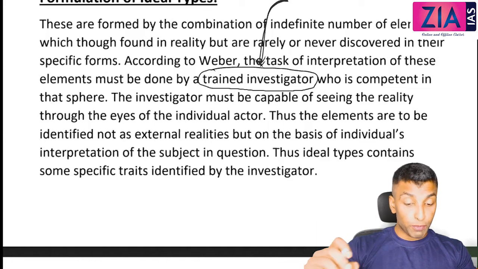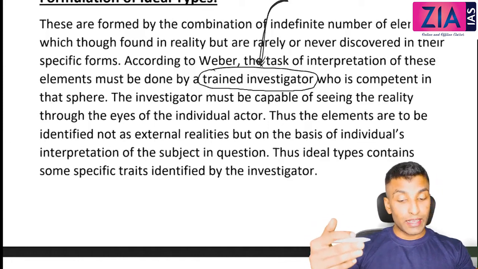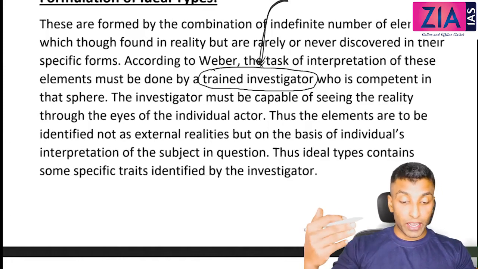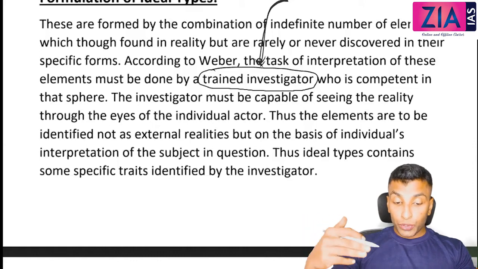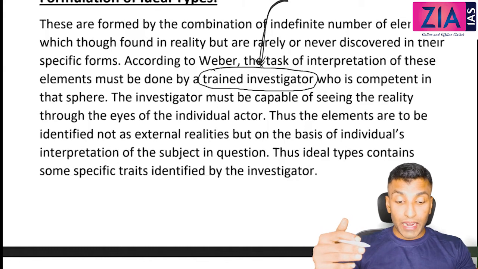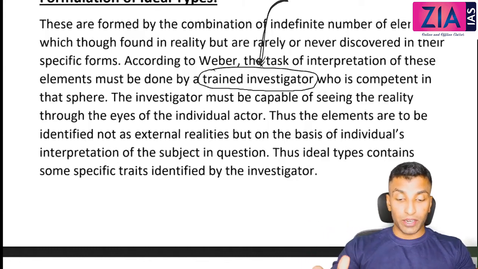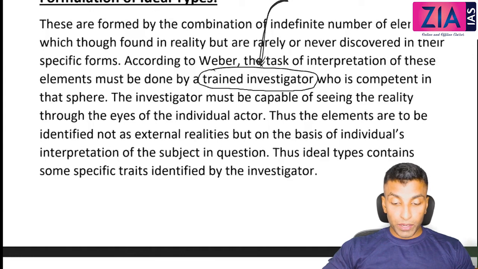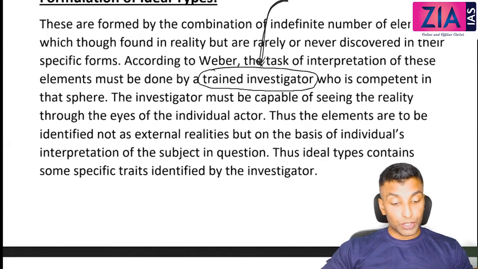the behavior can be predicted very easily with cause and effect relationship objectively. But that's not the case with human beings. The behavior cannot be predicted, and to the extent possible, you need to be objective, and for that matter, you need the trained investigator. Anyone is not enough. You need a trained investigator who's competent in that sphere. The investigator must be capable of seeing the reality through the eyes of the individual actor.